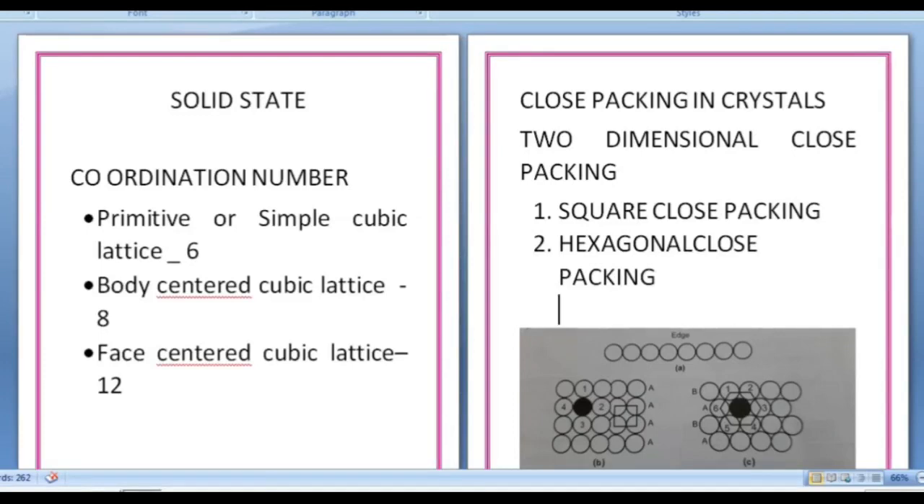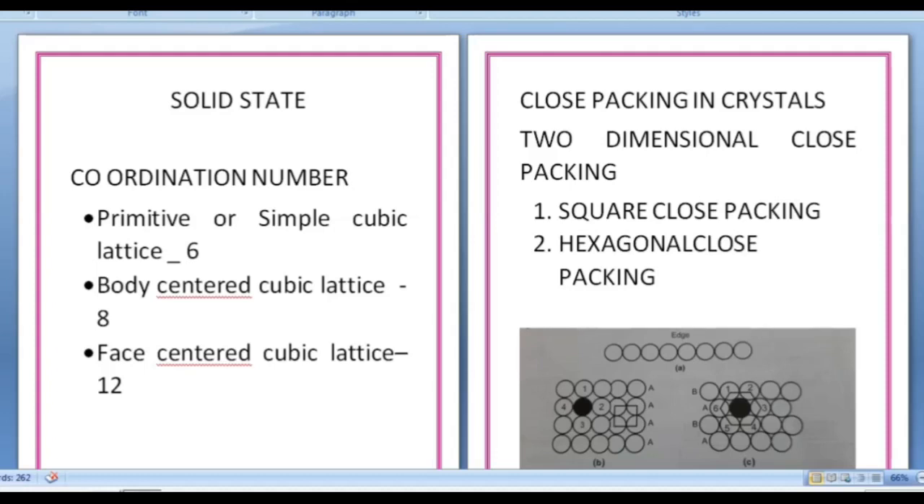Coordination number is the number of nearest neighbors that a particle can have in a crystal structure. We have studied about the various types of crystal structures. Now in primitive or simple cubic lattice structure, their coordination number is 6. For body-centered cubic lattice, coordination number is 8. And for face-centered cubic lattice, coordination number is 12.